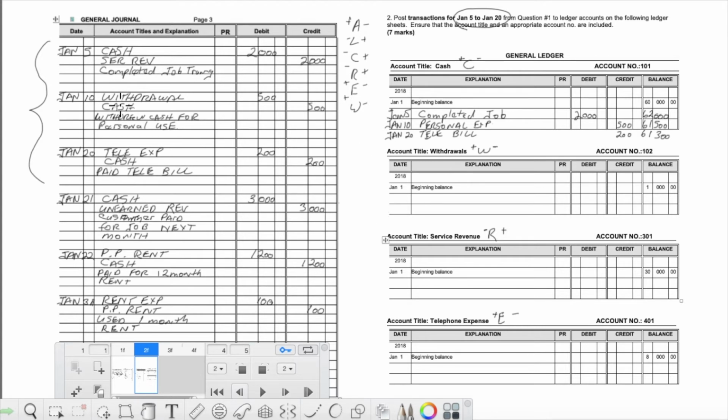So withdrawals, let's see if there are any withdrawals in these transactions here. Cash, service revenue. Oh, there's one withdrawal. Perfect. All right, so when did that happen? January 10th. Okay, and what was it for? Personal expense.